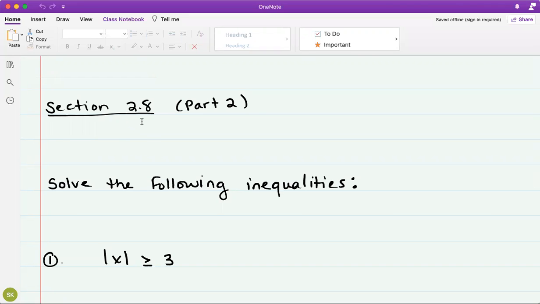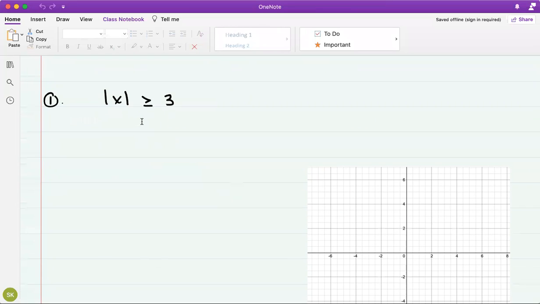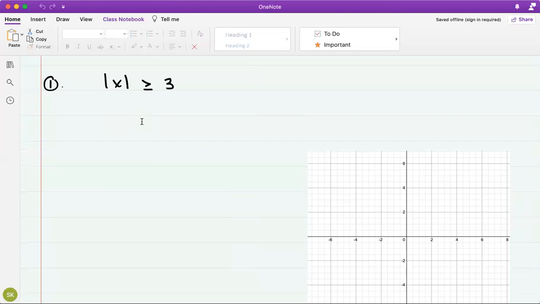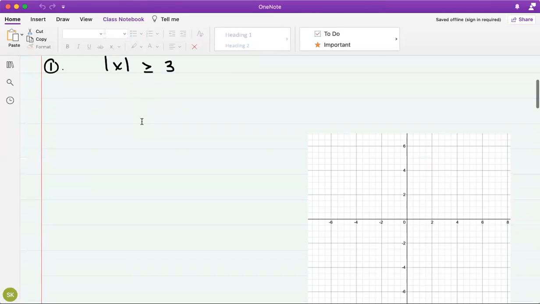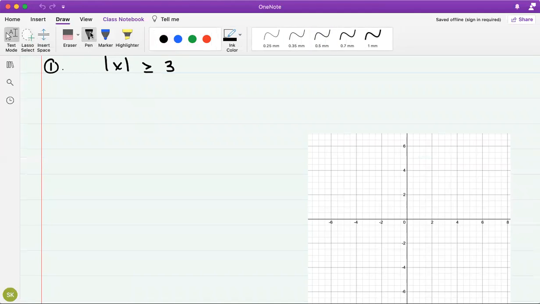We're going to solve problems involving absolute value and inequalities. So here's our first problem. The absolute value of x is greater than or equal to 3. And what I suggest you do is write this problem down and put some space to graph the problem. And I'm going to show you the other 5 problems that we're going to go over. And you should put some space and go ahead and copy those down.